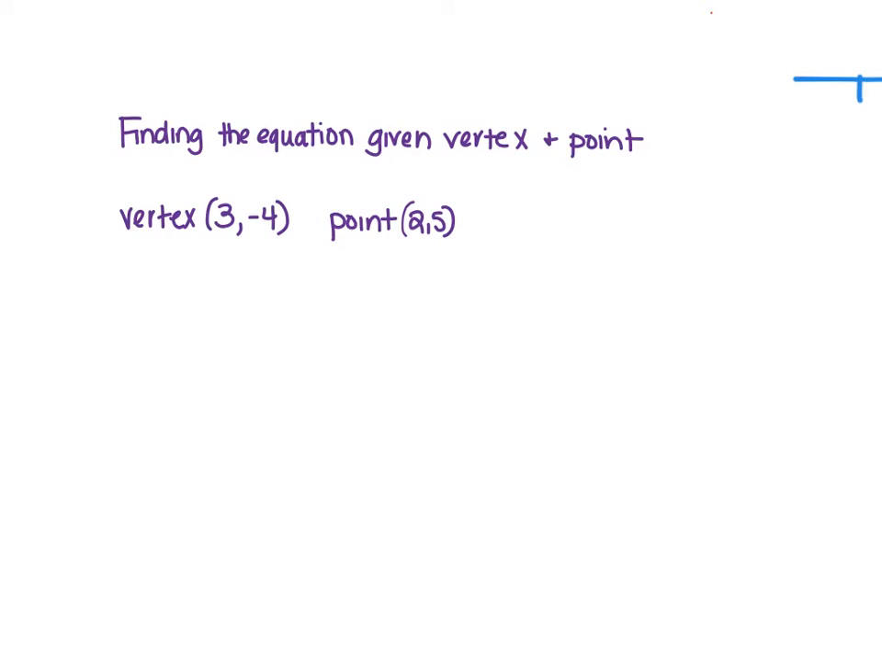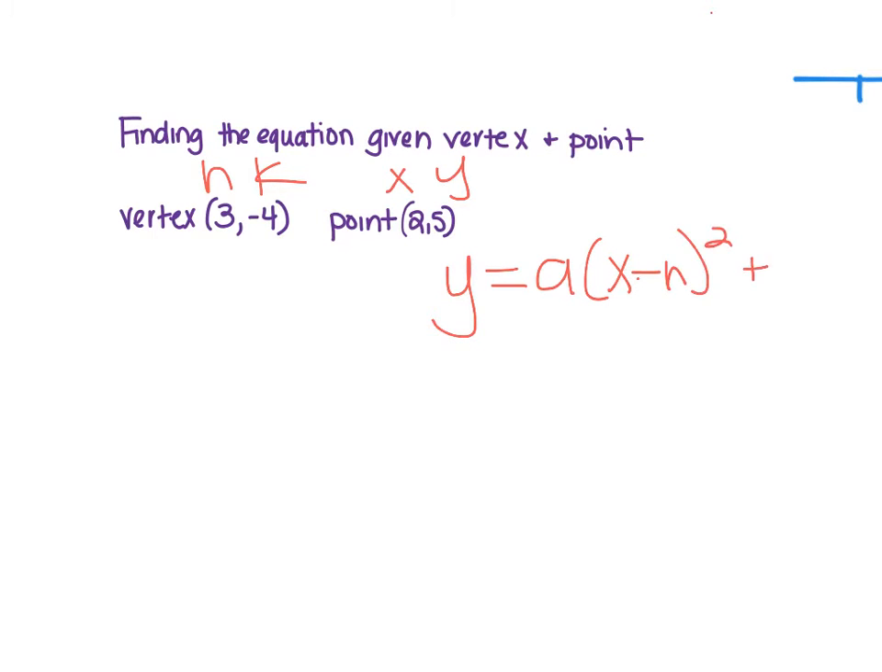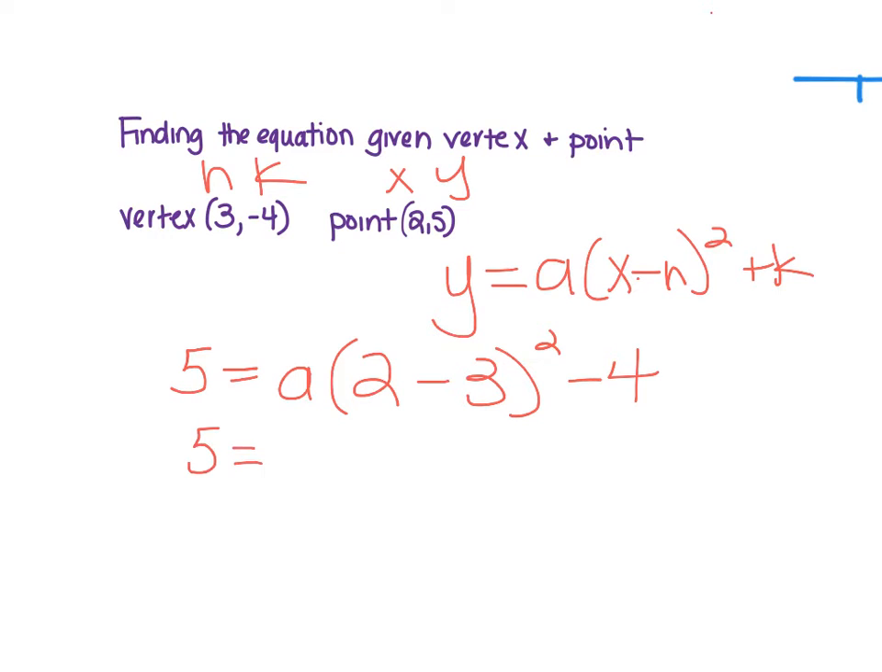All right, also from 2-1 is finding the equation given the vertex and the point. So this was also on your quiz, okay? Hopefully this is the easy one. The vertex is your h and your k, the point is your x and your y, and you're plugging it into y equals a times (x minus h) squared plus k. So the y is 5, the a is our unknown, the x is 2, the h is 3, and the k is -4. And then I want to solve for a.